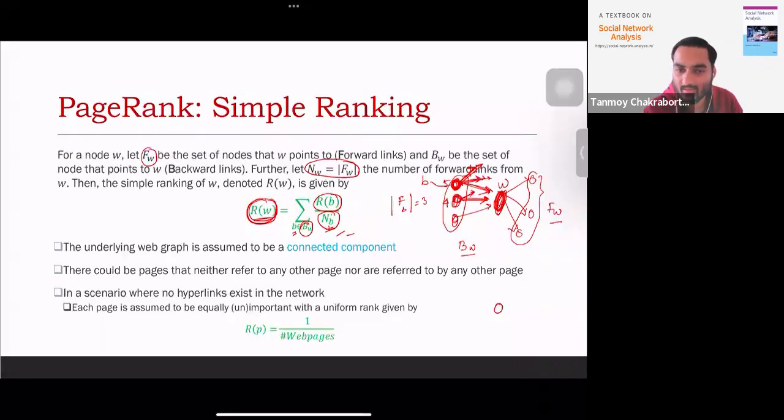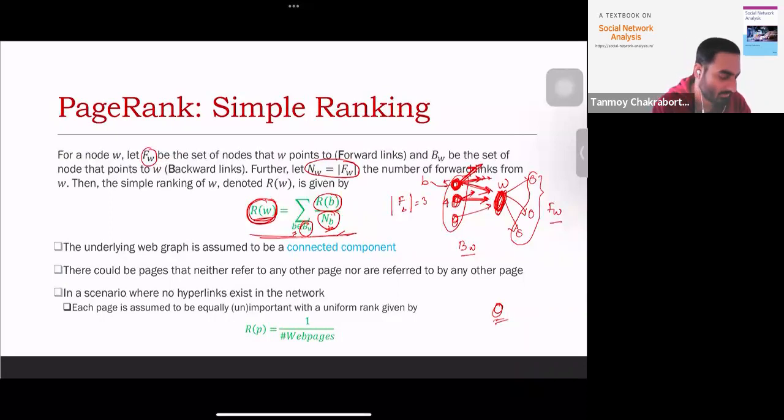hyperlinks. It may happen. Say I have created a web page, and the web page doesn't have any hyperlink, and none of the web pages on the World Wide Web point to this node, point to my web page. So this has become an isolated node, right? Now for the isolated node, how do you compute the impact based on this? You can't do it, right?